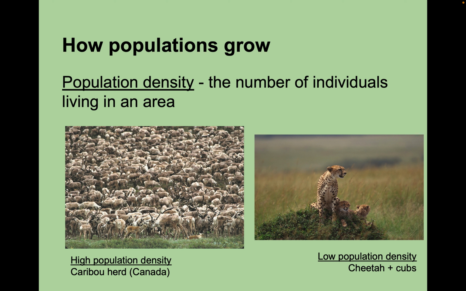On the right picture, we have low population density, which is usually what you see with predators. For example, like cheetahs, there's usually just one or maybe a mother and her cubs, but there's not a big group of them like you'd see with the other ones, which kind of makes sense for a predator. You wouldn't want a whole bunch of other cats trying to take your food. The caribou don't have that problem. They can just walk to another place and eat more plants.